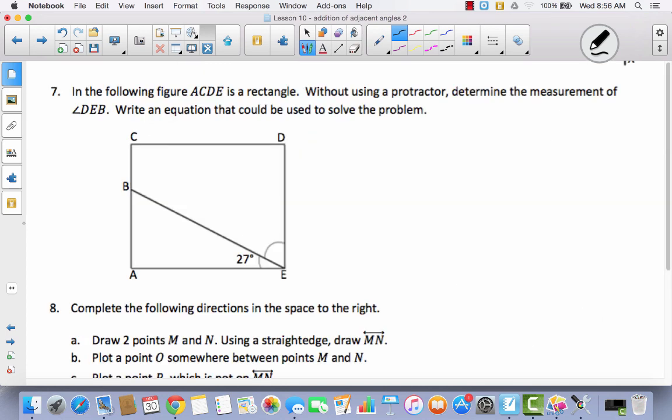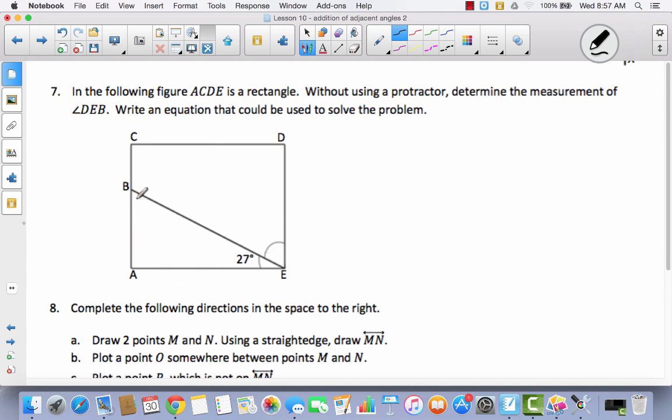All right, now, in the following figure, ACDE is a rectangle. Without using a protractor, determine the measurement of angle DEB. Write an equation that could be used to solve the problem. So what do you know about a rectangle? Well, we know something about all of these angles in a rectangle. What do you know about the angles in a rectangle?